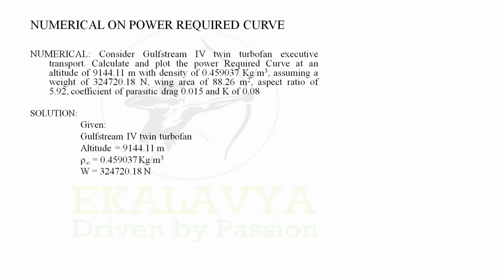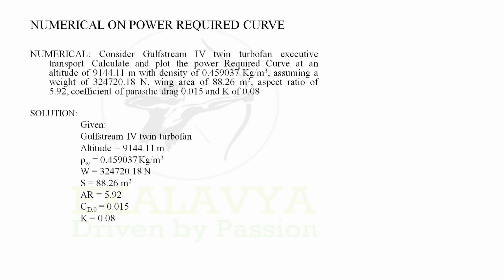Weight of the aircraft can be denoted as W. Here weight is equal to 324,720.18 Newton. Wing area can be denoted as S. Here S is equal to 88.26 meter square. Aspect ratio can be denoted as AR. Here aspect ratio is equal to 5.92. Coefficient of parasitic drag can be denoted as CD naught. Here CD naught is equal to 0.015. K is equal to 0.08.